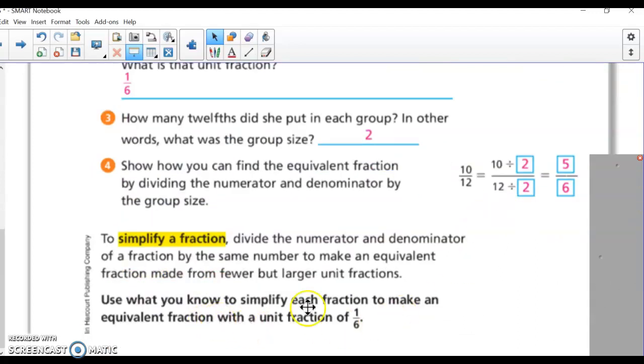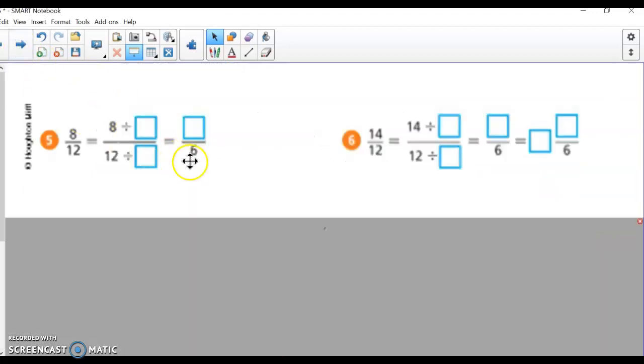Okay, so let's get some practice with that. So the next screen, you're going to see the bottom of what you see on your page. It says use what you know to simplify each fraction to make an equivalent fraction with a unit fraction of 1/6. Well, here's what we see. Let's figure out how we can go from 8/12 to sixths. And what I see is 8/12. Well, 12 divided by what got me to 6? Oh, 12 divided by 2.